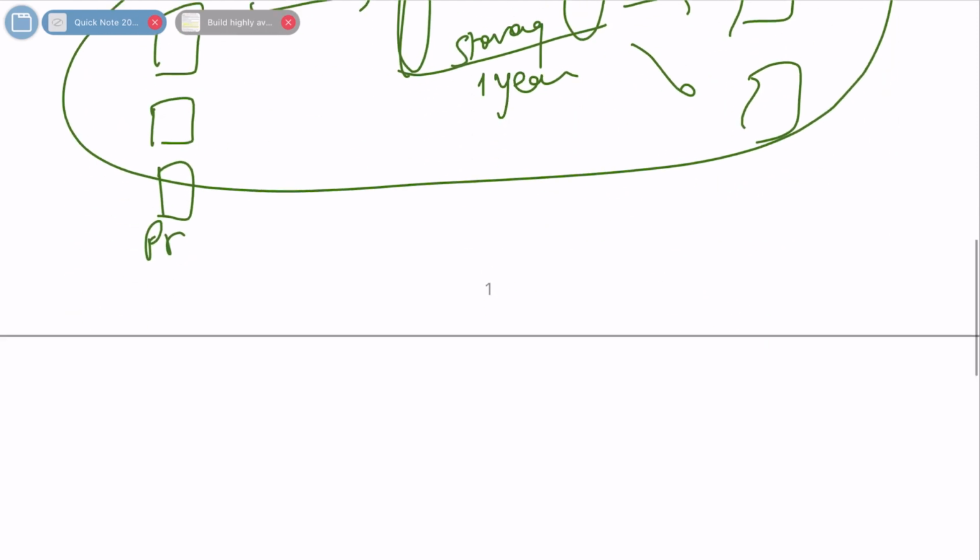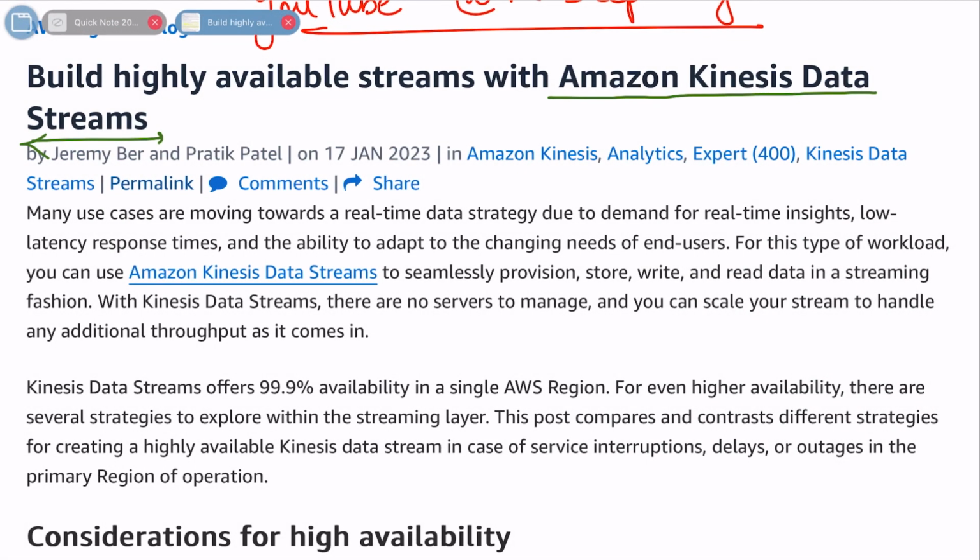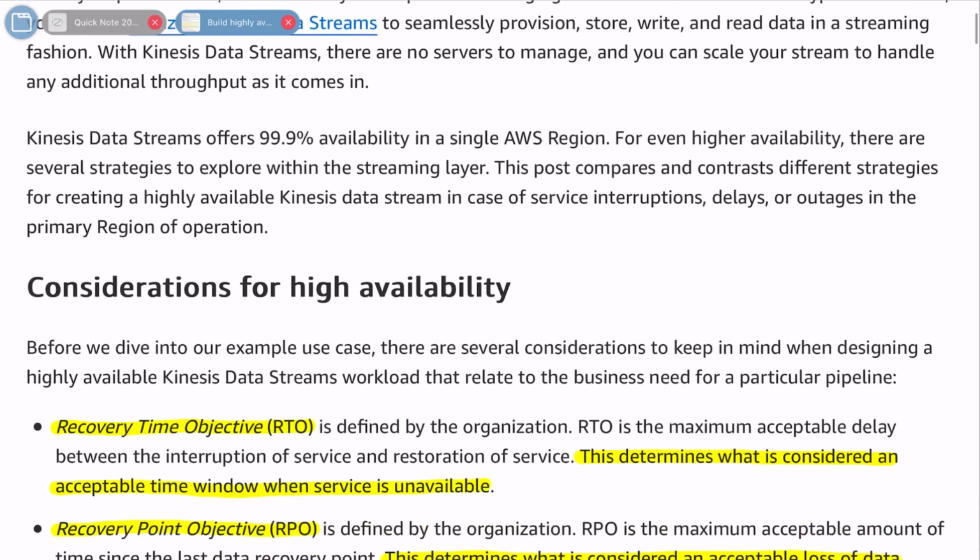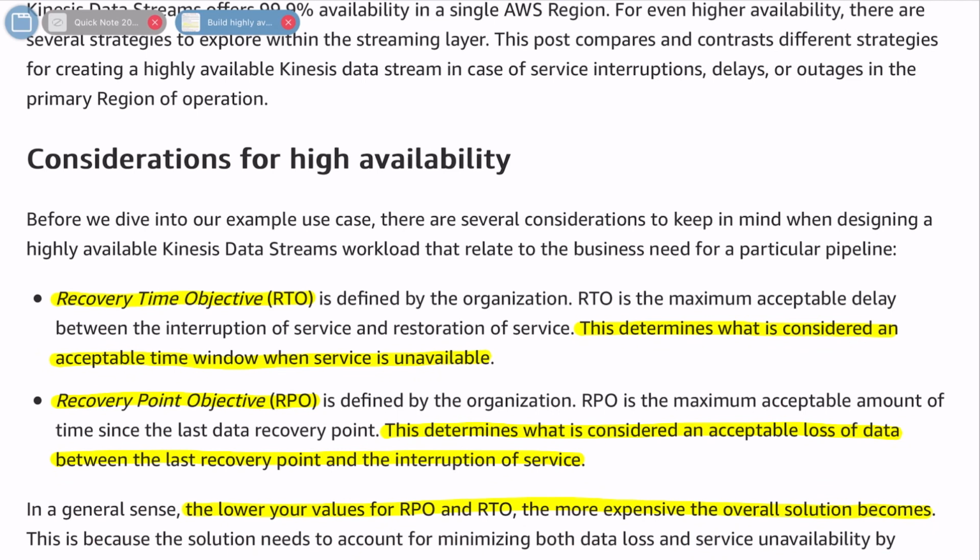Now let's move further with our discussion on how you can build highly available streams with Amazon Kinesis Data Streams. We have to make the system highly available, and when we do, there are two main things to consider. The first one is RTO and the second one is RPO.